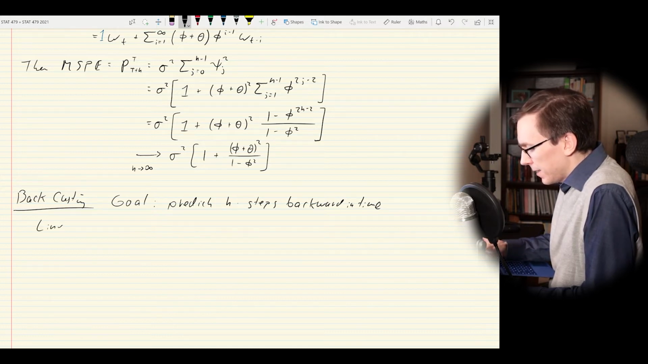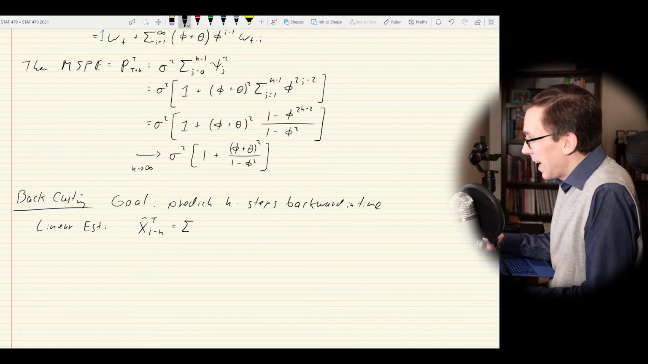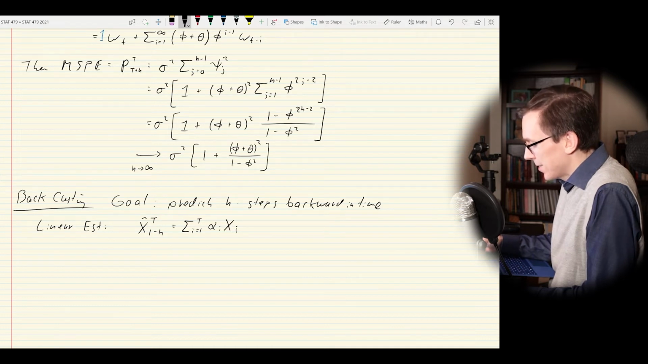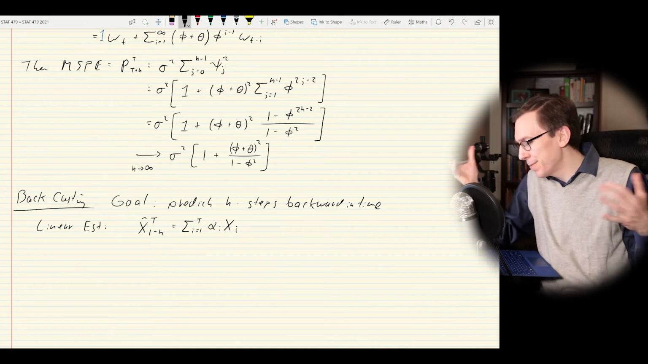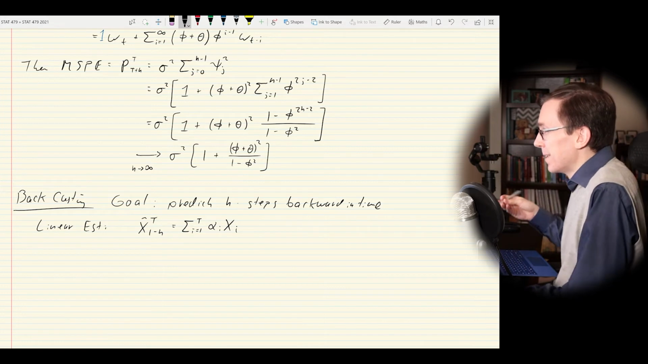We want a linear estimator, and the linear estimator is going to look something like x hat at t1 minus h is equal to the sum, i from 1 to capital T, of alpha i x i. So this is just a general form of a linear estimator. It's a linear combination of my coefficients. Then the question is, what's alpha? That's what we want to know.